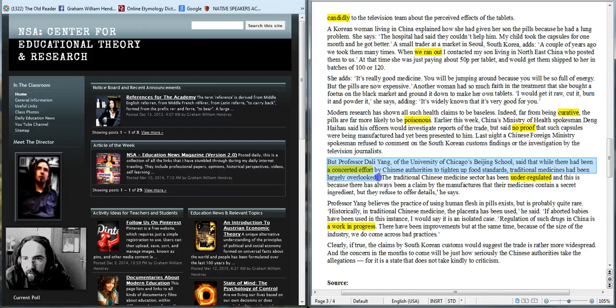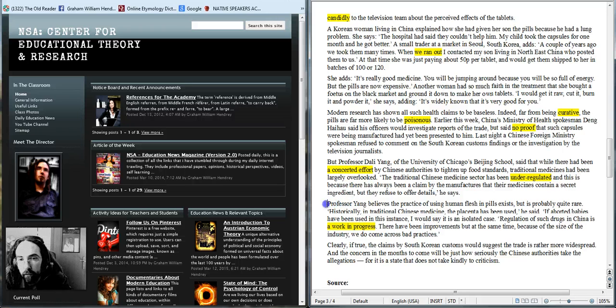So the solution is to tighten standards on traditional and natural medicines, not to actually stop people grinding babies into pulp and selling them after microwaving them, of course. The traditional Chinese medicine sector has been under-regulated. And this is because there has always been a claim by the manufacturers that their medicines contain a secret ingredient, but they refuse to offer details, he says. If it's natural, why does it need to be secret? Why can't they just write on it what it is? Because it's psychological, that's why.